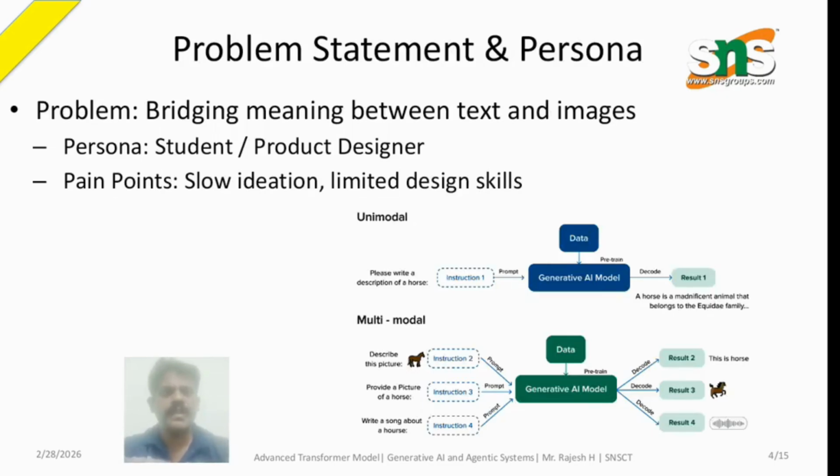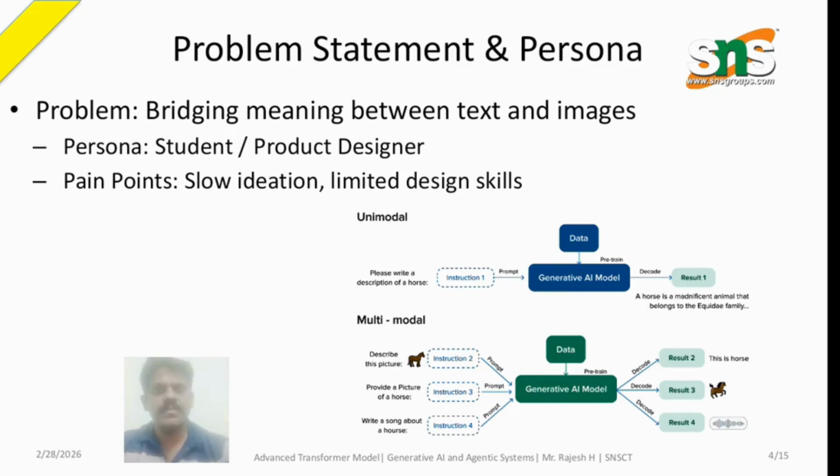So here the problem statement and persona is to bridge the meaning between text and images. Let's take a student or a product designer. Their pain points are that the ideation process gets very slow, and they have very limited design skills. For example, with a unimodal approach, if the prompt is to write a description of a horse, the generative AI model will decode: a horse is a magnificent animal that belongs to the equidae family.